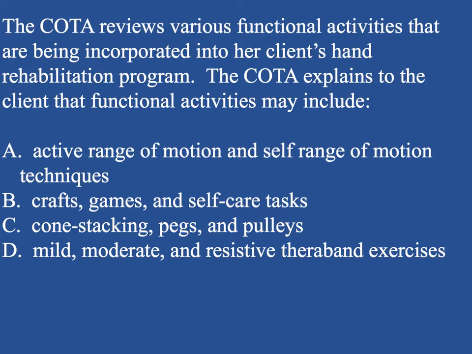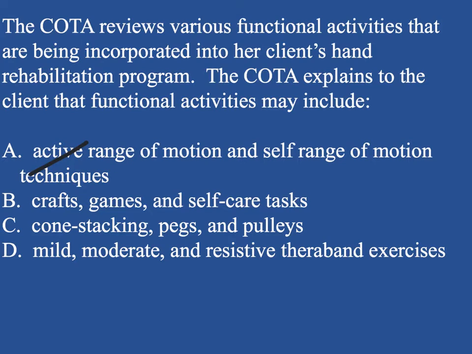So the first one: the COTA reviews various functional activities that are being incorporated into her client's hand rehabilitation program. The COTA explains to the client that functional activities may include. So we're going to go through and use the process of elimination here. The first option is active range of motion and self range of motion techniques. Well, we know that these are not functional activities, so we can eliminate that option.